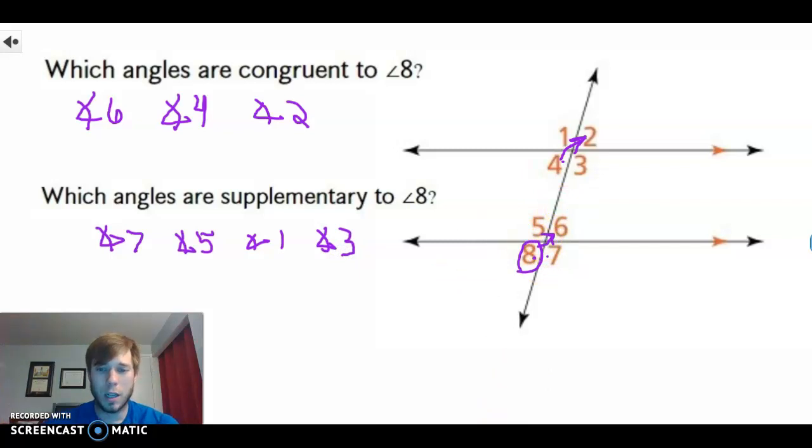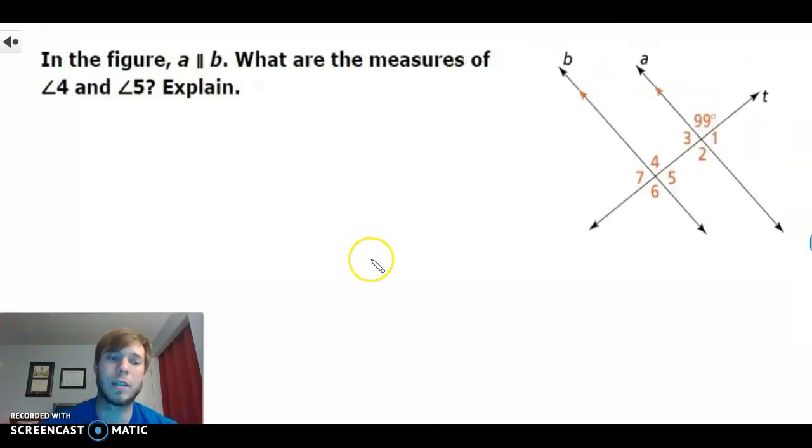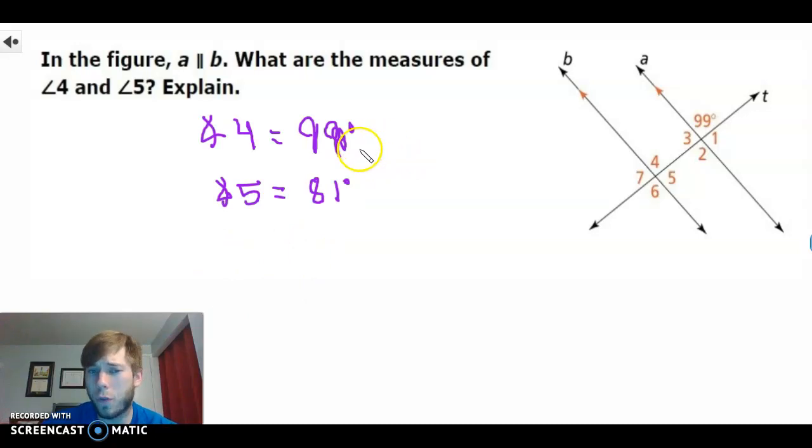Okay, let's move on. All right, guys, so in the figure, you have A and B are parallel. I need you to identify what the measures of angle 4 and angle 5 are going to be. Go ahead and try that now. So angle 4 will be 99 degrees, because they're corresponding angles. So 99 degrees and angle 4 are corresponding, so 99 degrees. And angle 5 will be 81 degrees because angle 4 and angle 5 are supplementary to each other. So then they have to add up to 180 degrees.